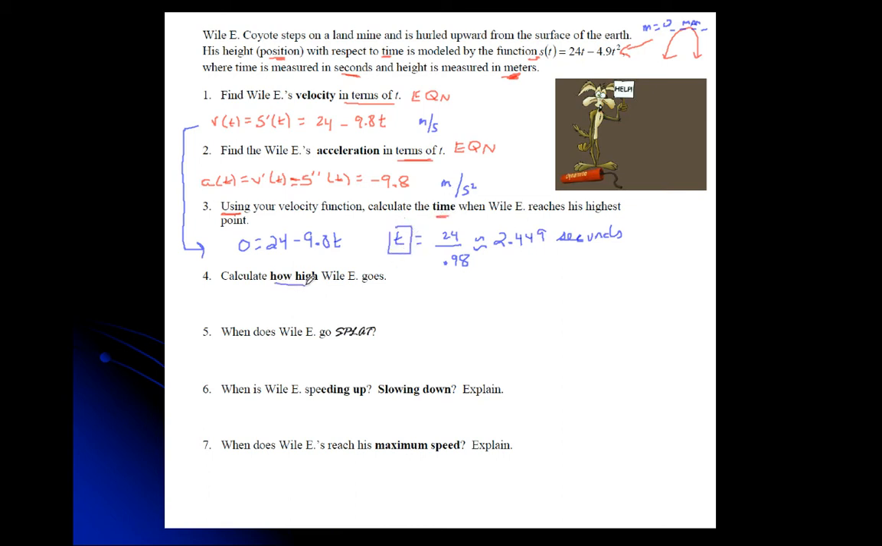Now they want to know how high. That is a position equation. Because remember, you've got 3 equations here: position, velocity, acceleration. So always check which equation you should be plugging into. If they ask how high, I need to go to the position equation and plug in the value that I just found in the previous problem.